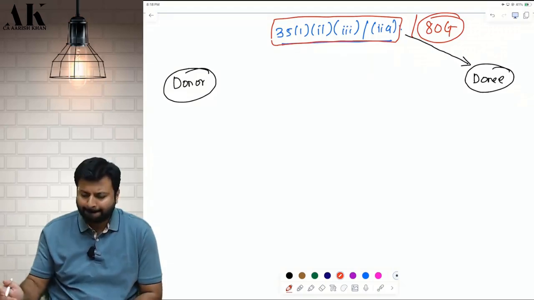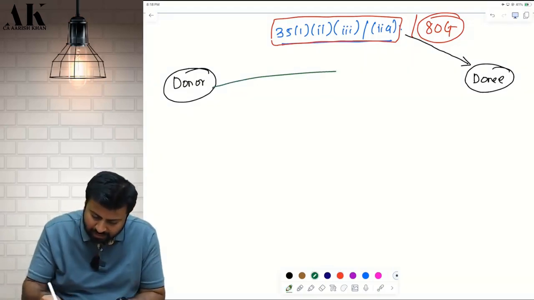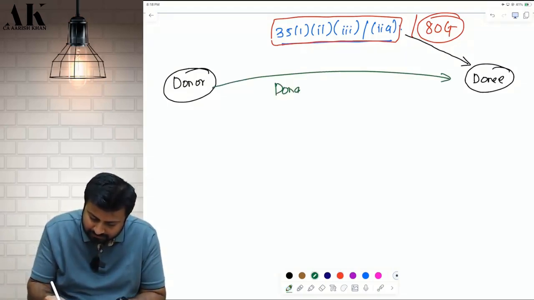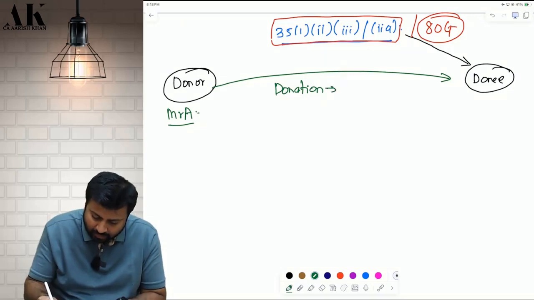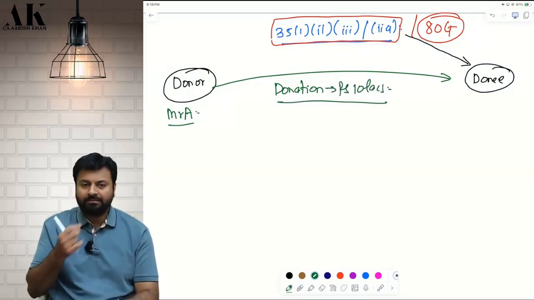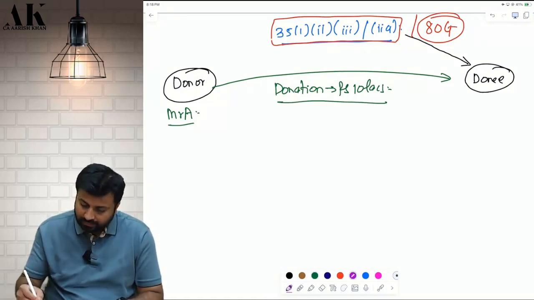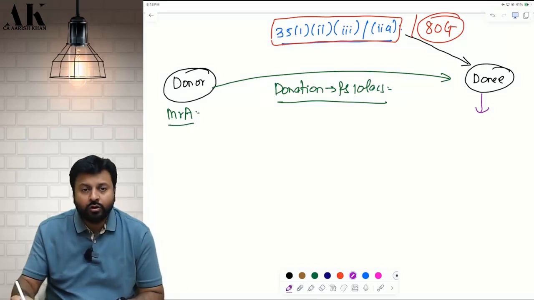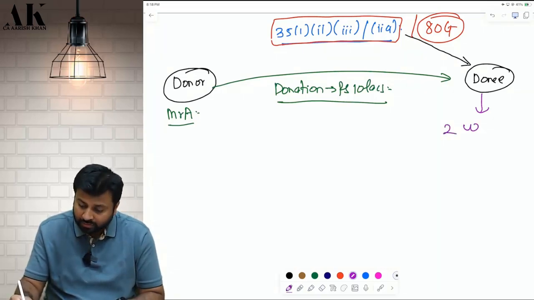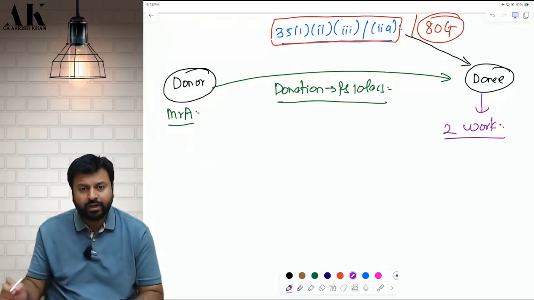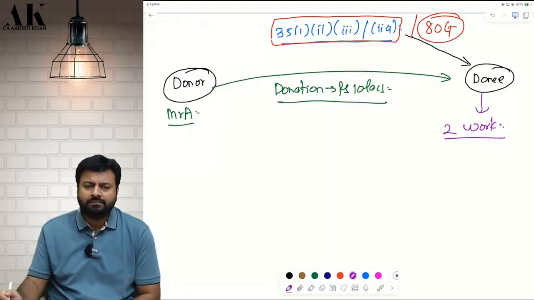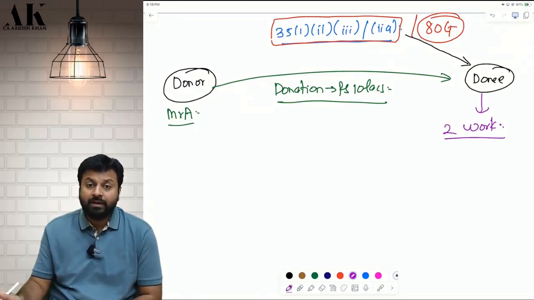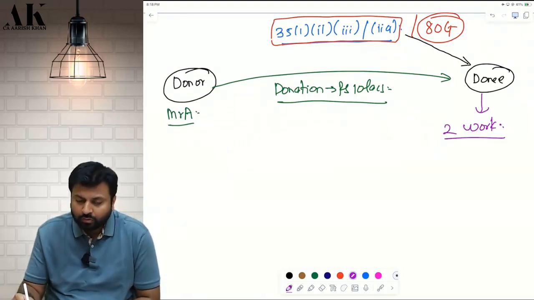Suppose I have given a donation of 10 lakh rupees. I am Mr. A. I have given a donation of 10 lakhs. Is it clear? Now the government has put the donee under 2 works. The donee has to do 2 things. If the donee does not do these 2 things, the donee will be penalized. Sir, what are the 2 things that the donee has to do?